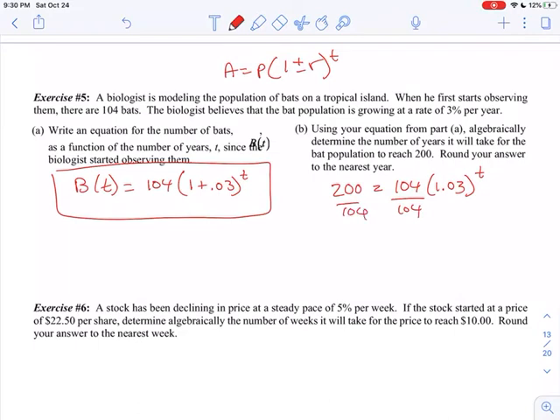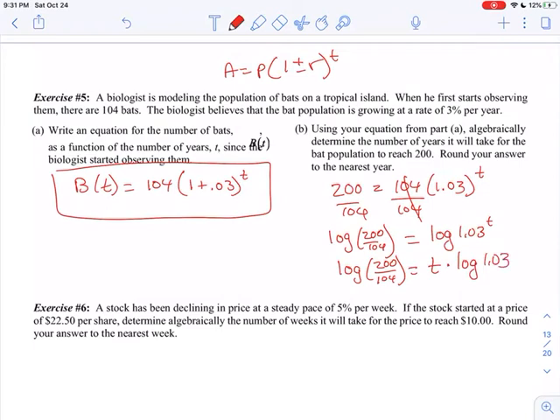Now I'm going to take that 1 plus 0.03, and I'm going to write it as 1.03. All right, I'm solving for t. I'm solving for the exponent. Let's isolate this exponent. So I'm going to divide by 104. All right, and once it's isolated, I'm going to take the log of both sides. So I'm going to have the log of 200 over 104 equals the log of 1.03 to the t. The t will come out in front.